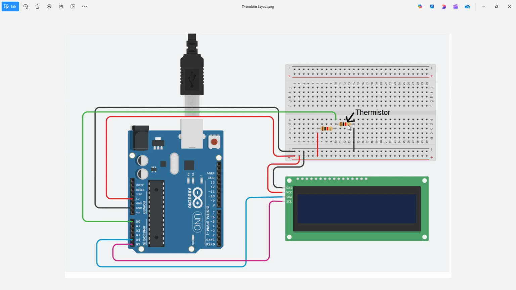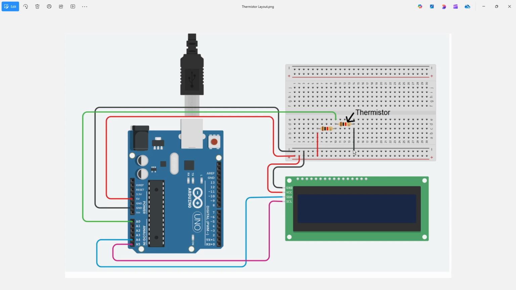We are going to use a voltage divider circuit to determine the resistance. The way that would happen is as follows. We are going to use the 5-volt output from the Arduino, and apply that across a known resistor in series with the thermistor. So this is 5-volt and this is ground.